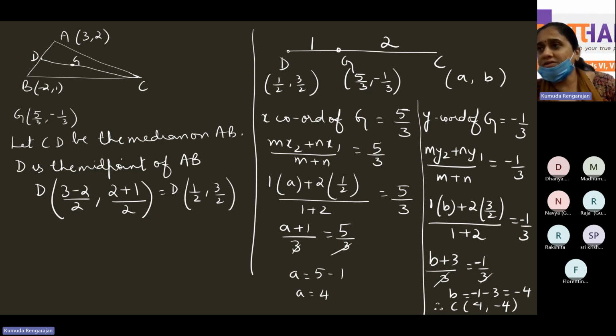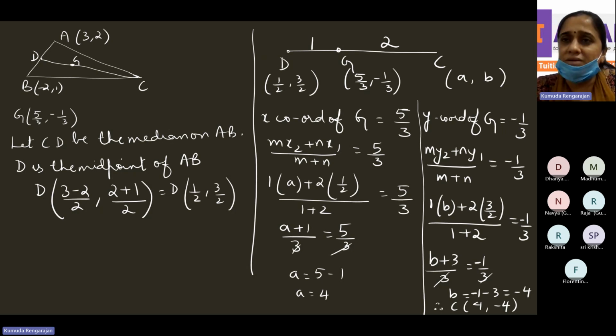Now CD is the median. So I've taken it separately. You can see the diagram separately. DC is the median, and the vertex is C. C to G is 2 parts, correct? And G to D is 1 part. I've represented all that we know. Ratio 1:2. Then D's coordinates we know. G also is given in the question. But we have to find the coordinates of the vertex C.